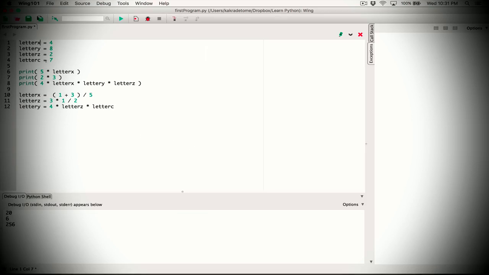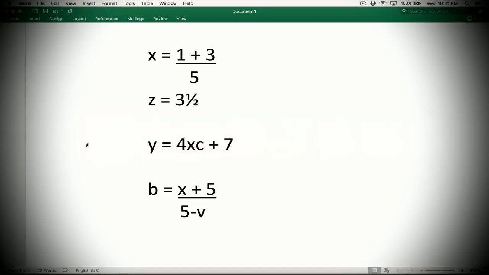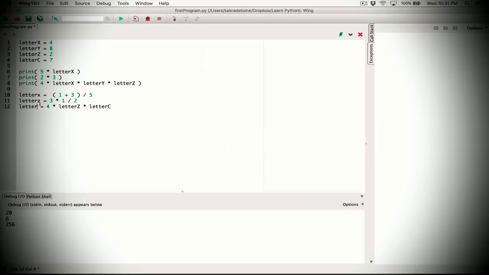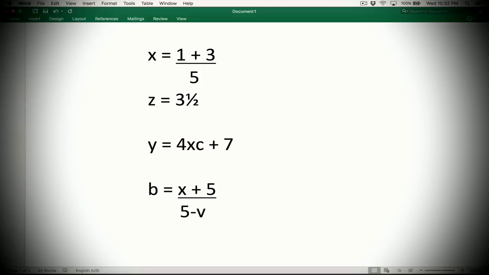Let's just make these capital, just so you can see what we're dealing with, so it's not too confusing. What was this? Letter z. Letter c. Change this to x. Just want this to be a bit clear. So this is how you'd write it. You start writing it. So letter y. Oops, change these two. Letter y is equal to 4 times letter z times letter c plus 7.